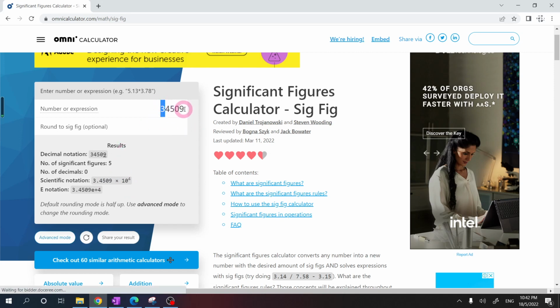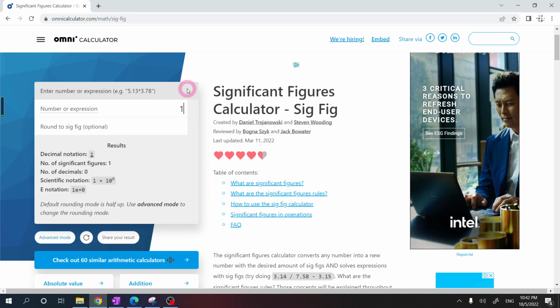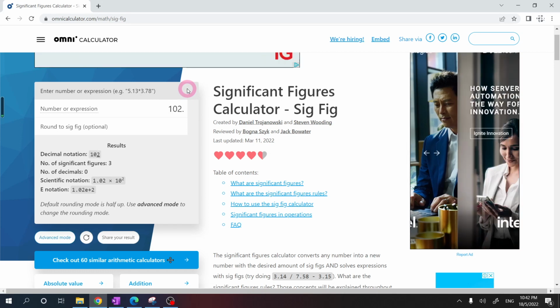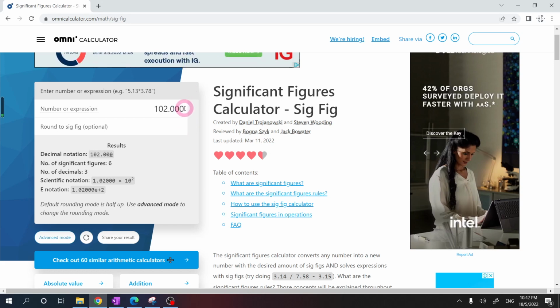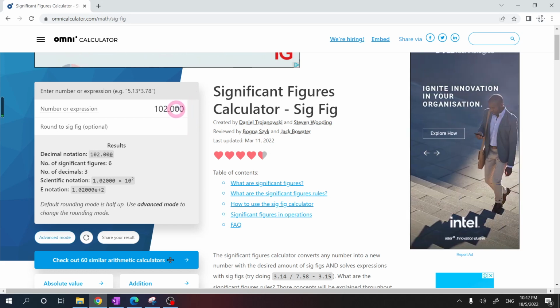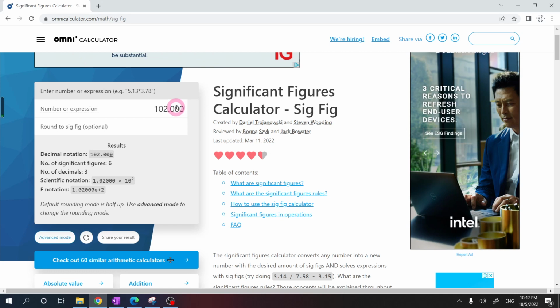Okay, now let's try another number. 102.000. How many significant figures do we have here? The zeros at the end of a decimal will definitely be considered significant figures, right? 1, 2, 3, 4, 5, 6. 6 significant figures. So this will help you know better how to determine the number of significant figures of a number.